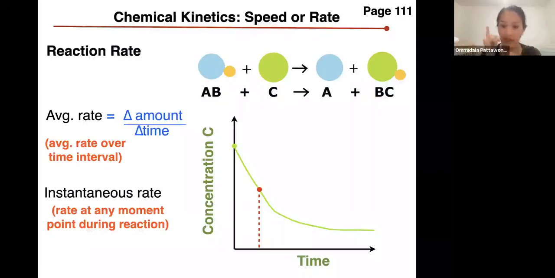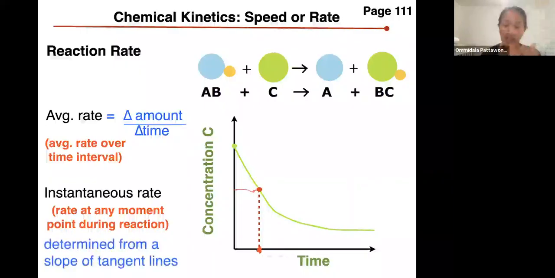All right, so now if I want to know the rate at a specific time, not within a range, but a specific time, for example at this point right here, you can determine it from the slope of a tangent line. What do we mean by that? For a car, it's easy. You can just look at the speedometer. For a reaction, it's not that easy. In order to do it, you will need to draw tangent lines, and then the slope of the tangent line will tell you the instantaneous rate.